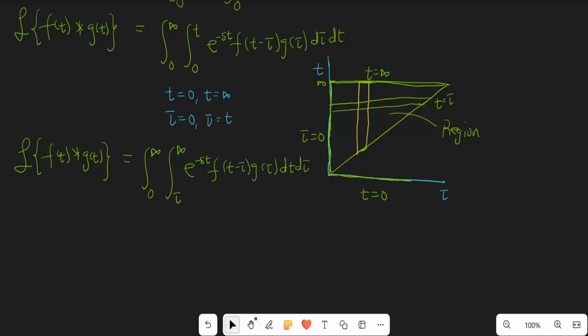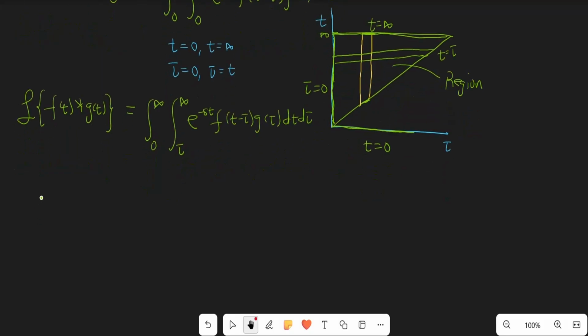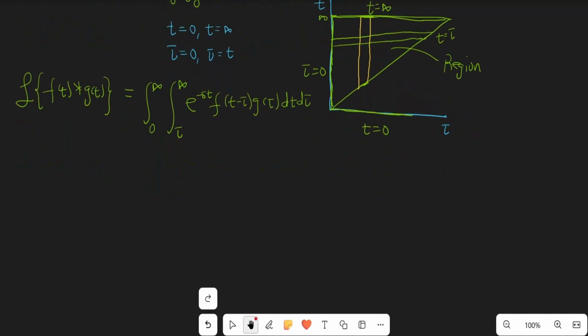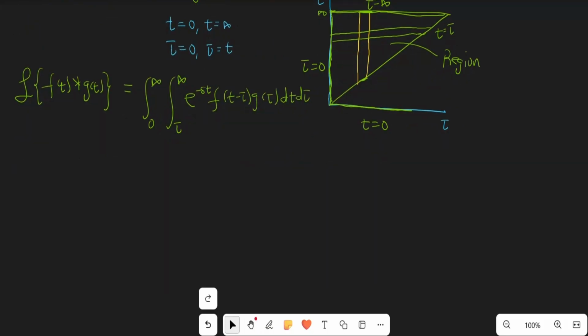So these are the redefined limits of integration. So that is now integrating first with respect to t and then with respect to tau. And now these ones are the limits of integration for t. Alright, so now we can integrate this. We are now going to do a substitution. So let me rewrite this.